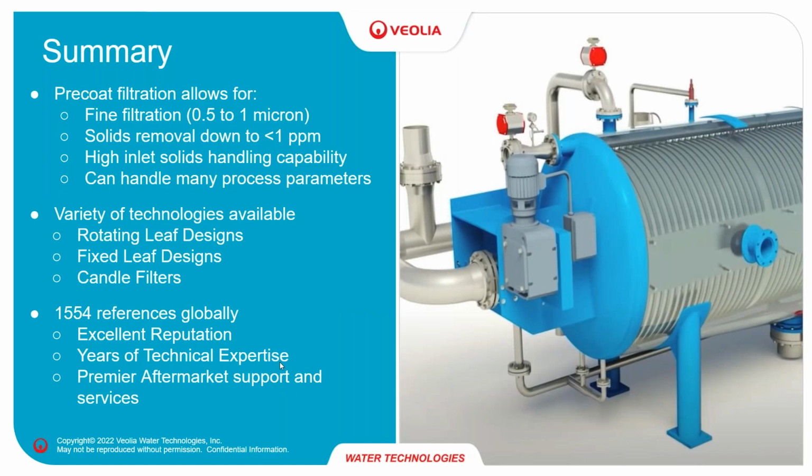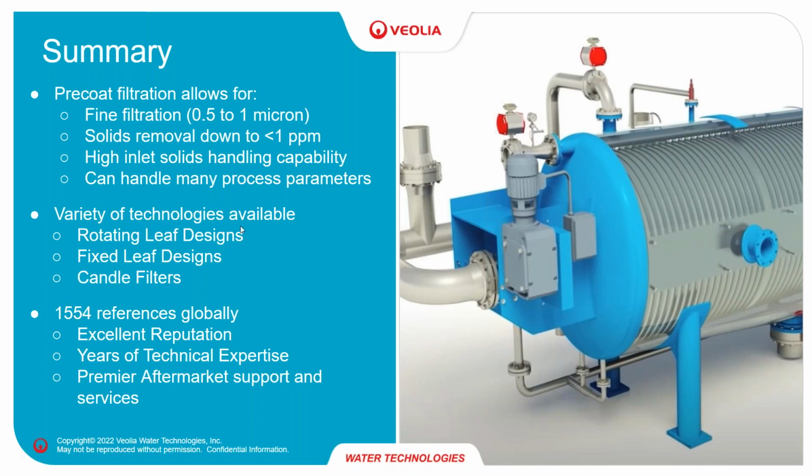In summary, Precoat filters are able to achieve fine filtration and remove particles above 0.5 to 1 microns, and achieve an effluent quality of less than 1 ppm. Precoat filters have the ability to handle high inlet solids coming in, and can handle a wide range of temperature, pressure, and pH.